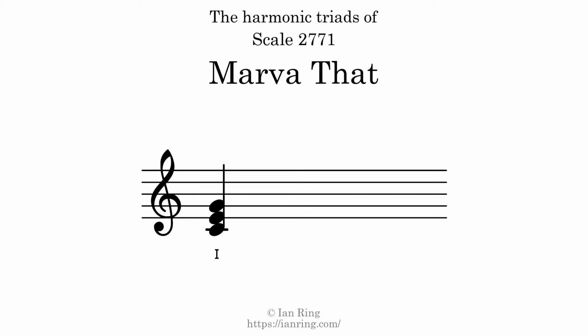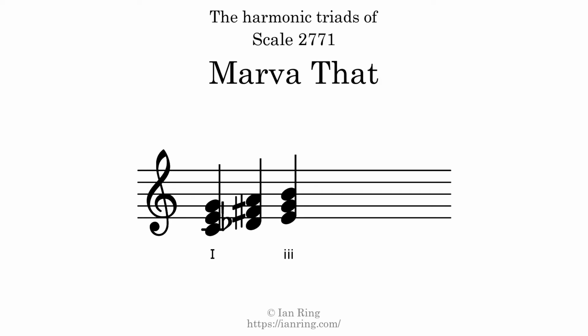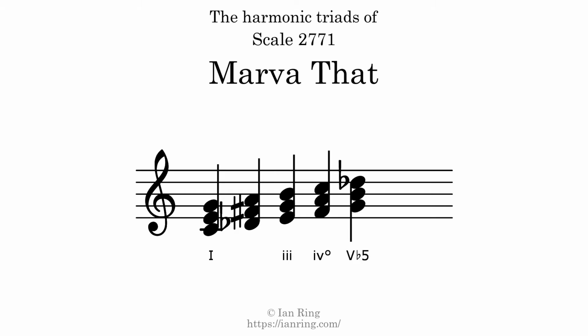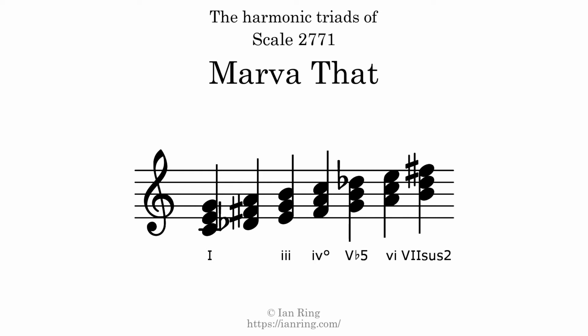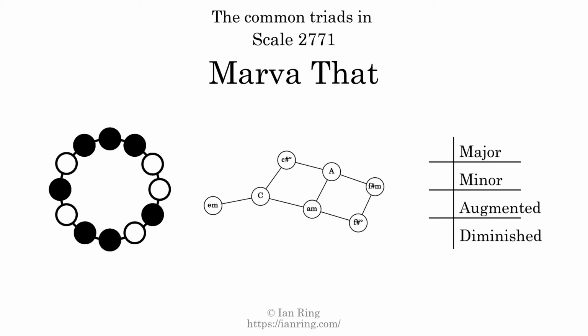Here are the harmonic triads present in this scale. Major, unnamed, minor, diminished, major flat 5, minor, sus2. Here are the common triads present in this scale. The diagram in the center is a graph of parsimonious voice leading between triads.